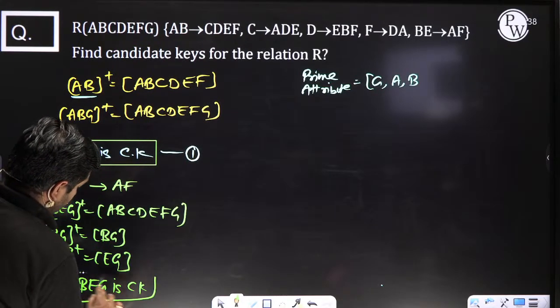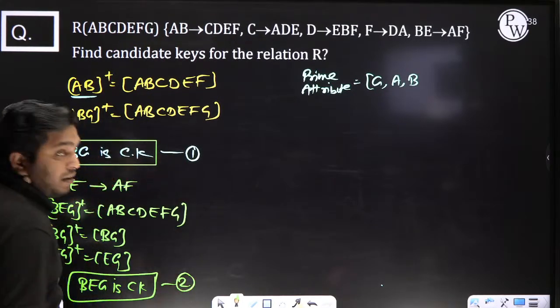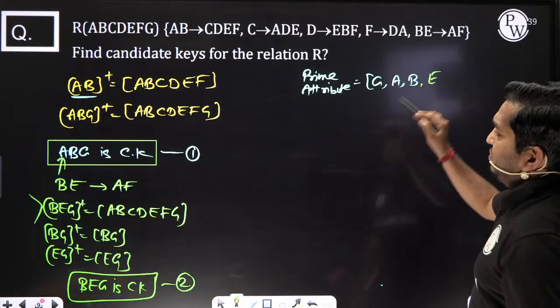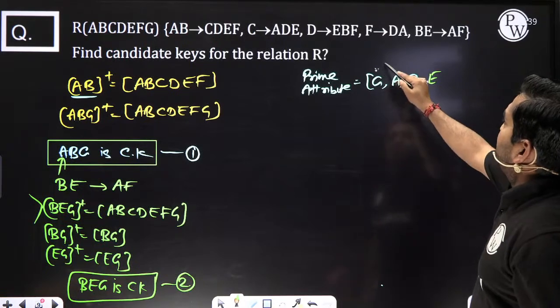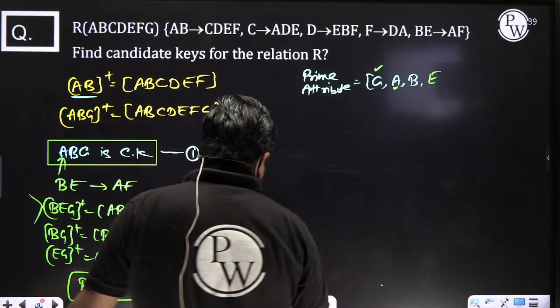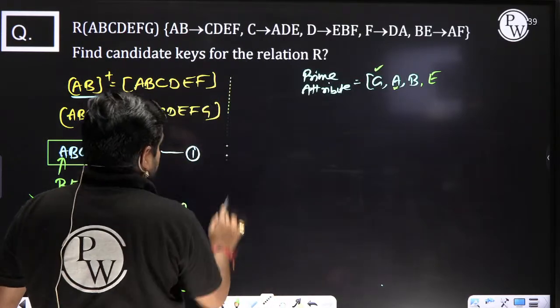Next one is EBG, my dear. Adya, clear, beta? Next one: work done on A. A is determined by F also. A is determined by F also. Here you can see A.